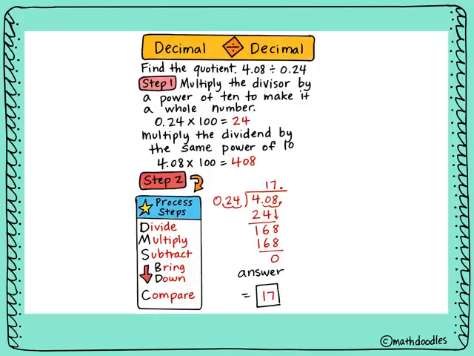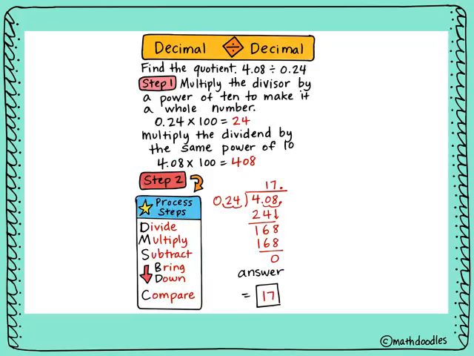Here are some notes if you needed to divide a decimal by a decimal. So here it says find the quotient: 4.08 divided by 0.24. So here it says multiply the divisor, which is the number on the outside, by a power of 10 to make it a whole number. Okay, so we're going to change 0.24 into 24 by multiplying it by 100.